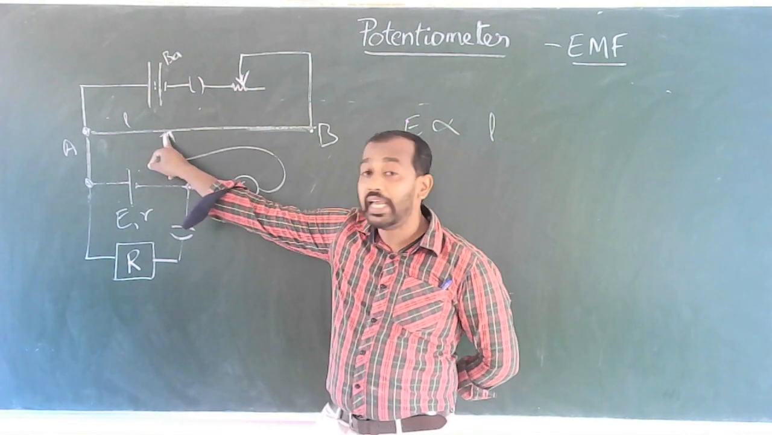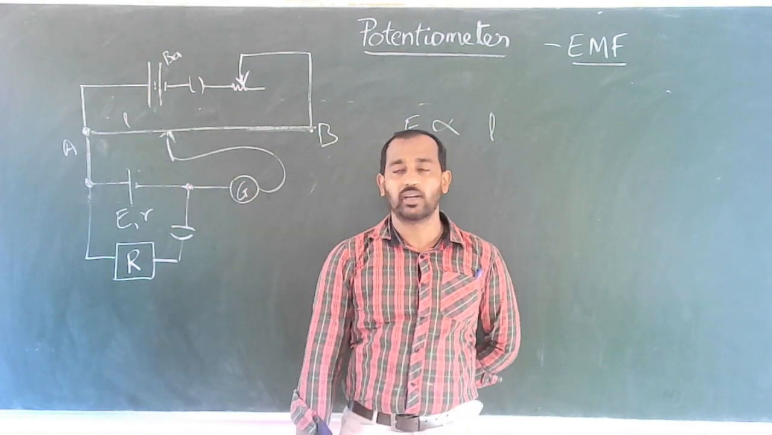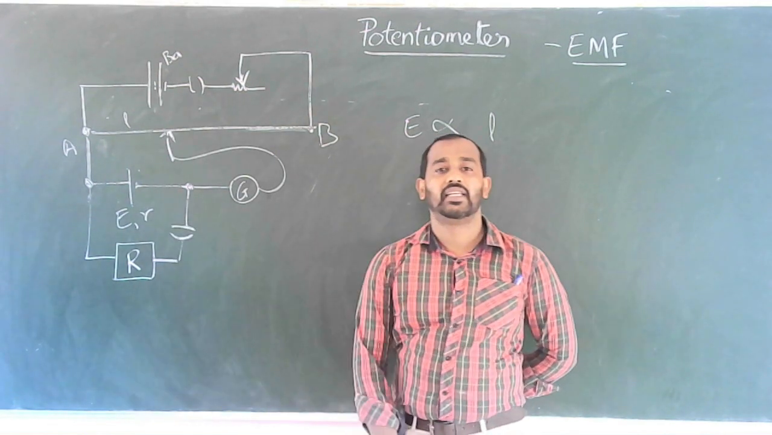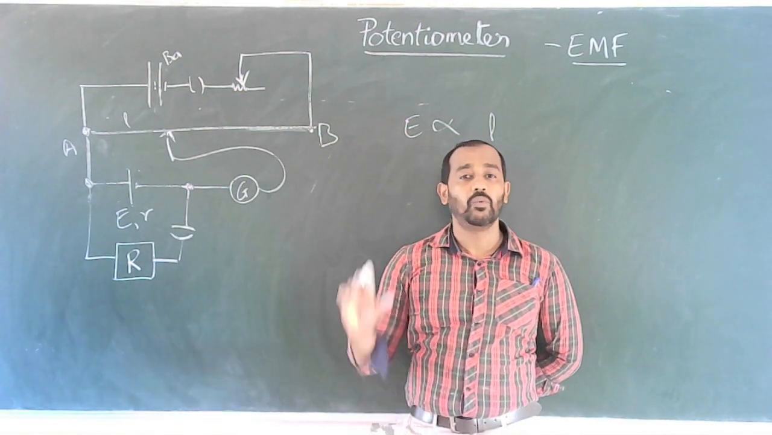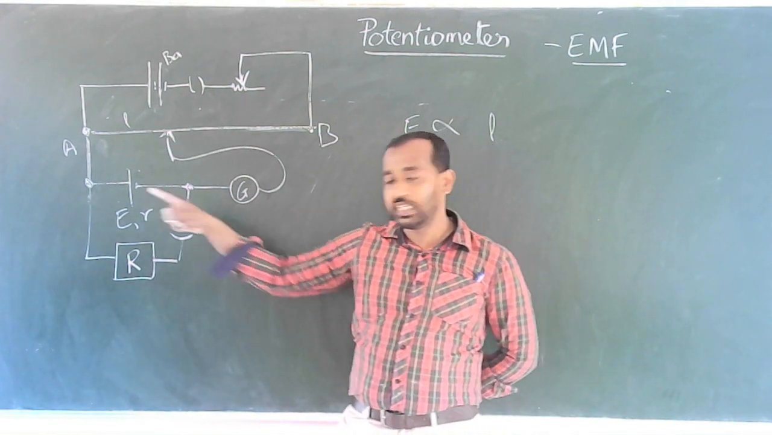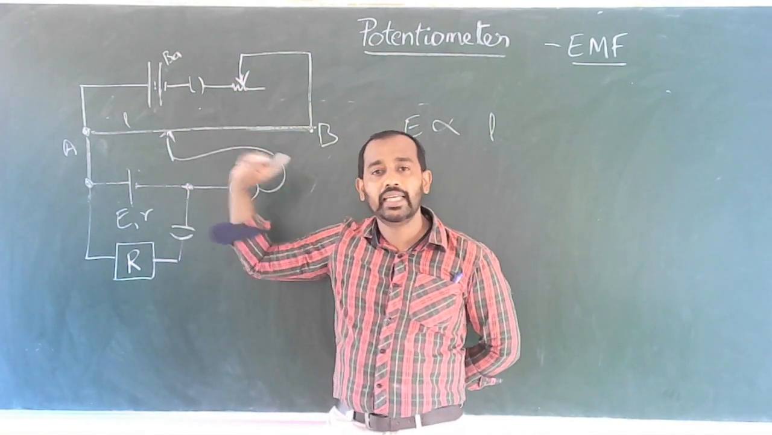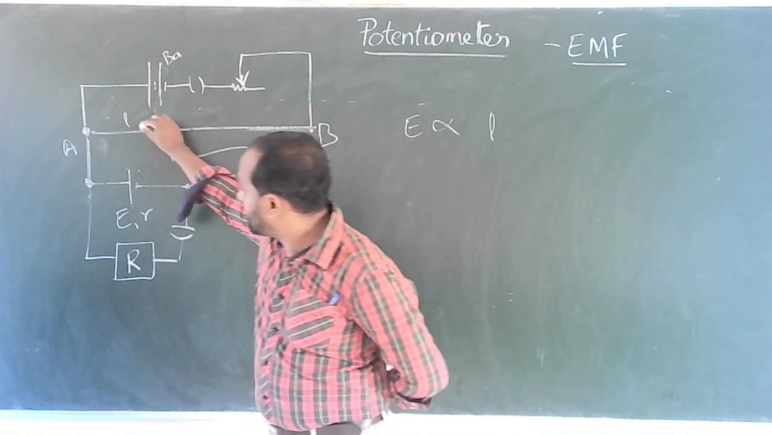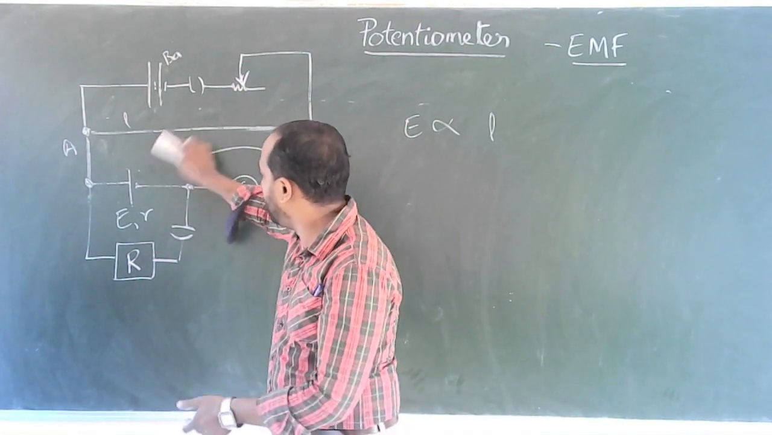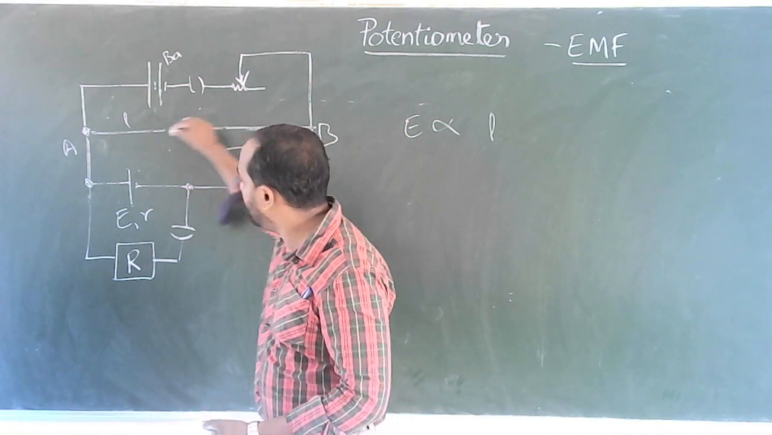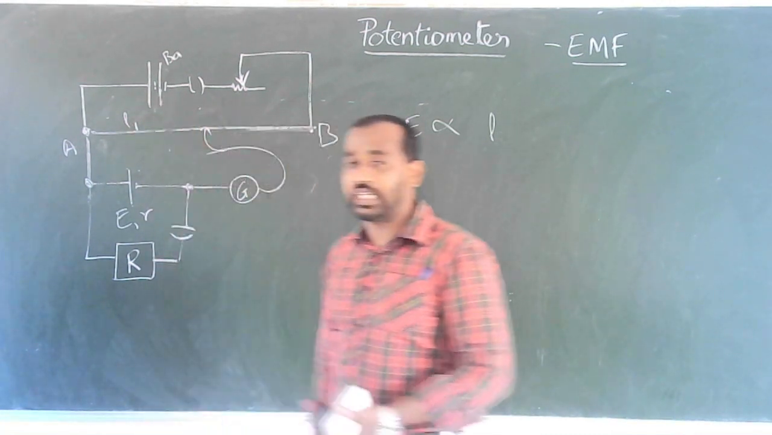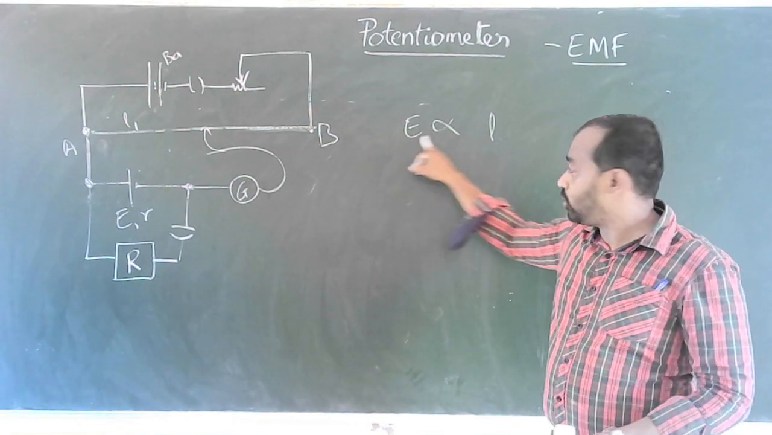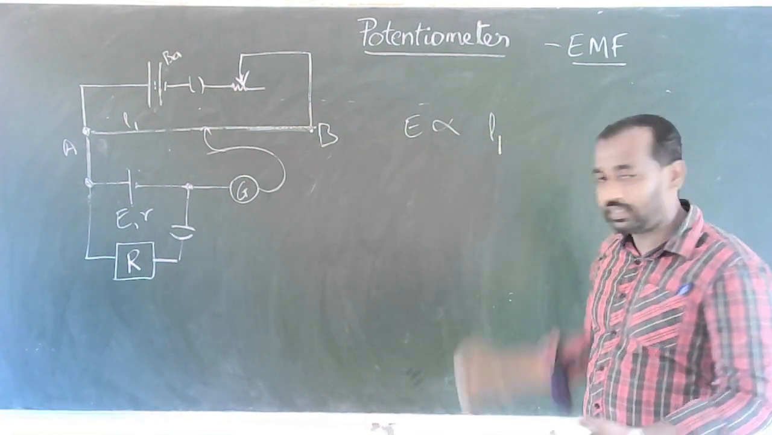And when we obtain the balancing point, then obviously there is no current flowing in the cell. Hence, what do we get? When no current is flowing in the cell, then we get the EMF. If the balancing length is somewhere here, this length is represented as L1. Then we know that the EMF of the cell should be directly proportional to that length.